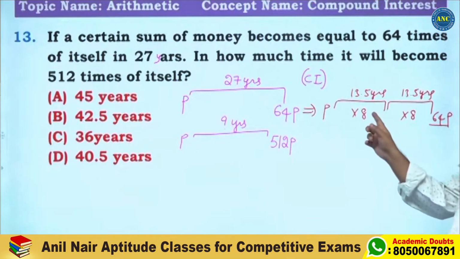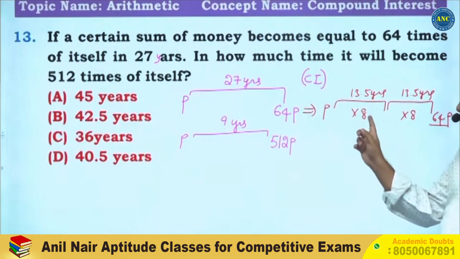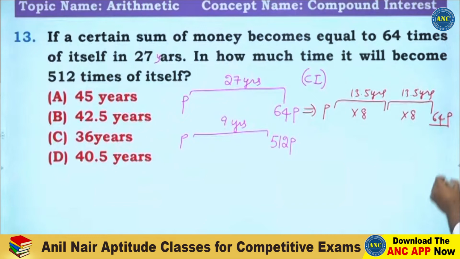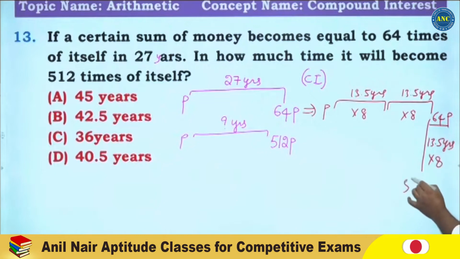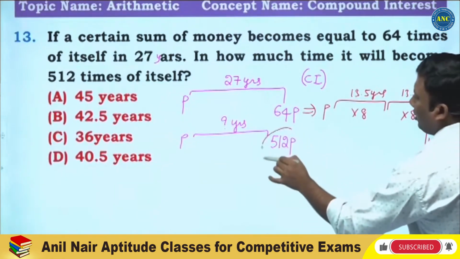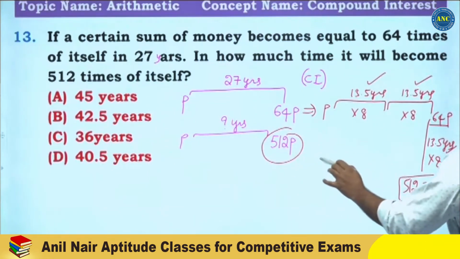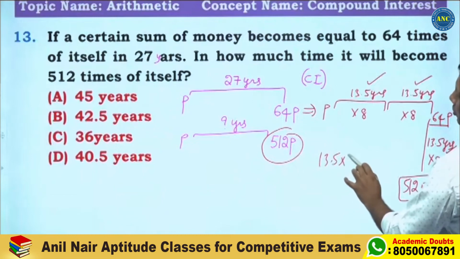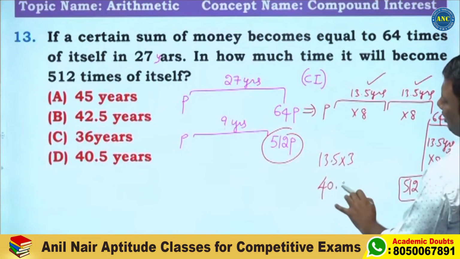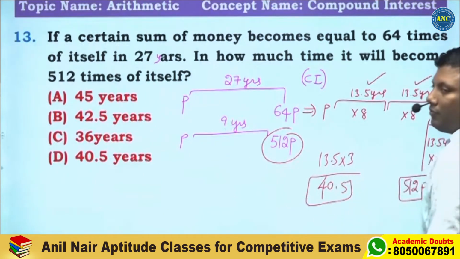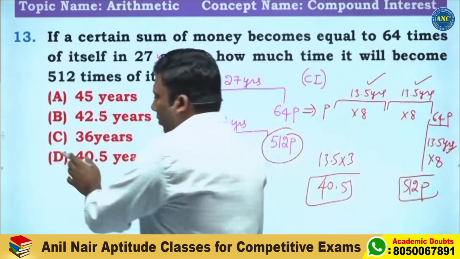For every 13.5 years, it will become 8 times. Again, for every 13.5 years, it will become 8 times. 64 into 8 is 512 times the principal. I want 512 times the principal. So the total number of years will be 13.5 into 3. The answer is 40.5.